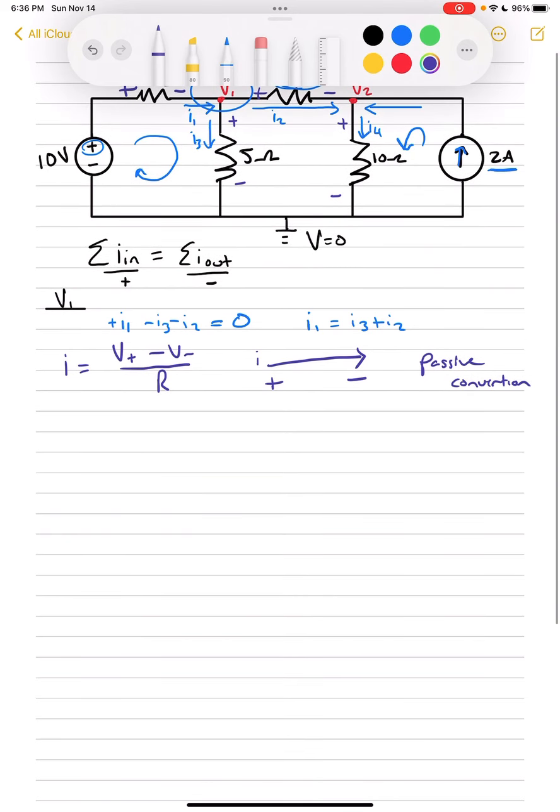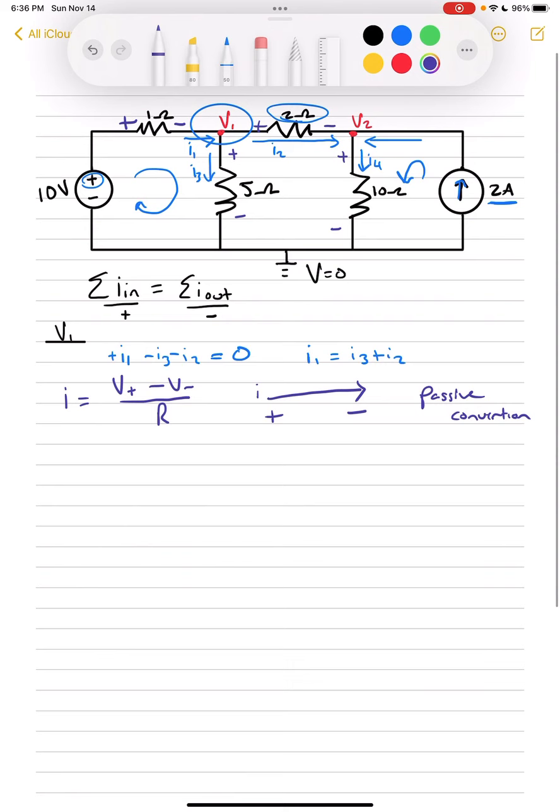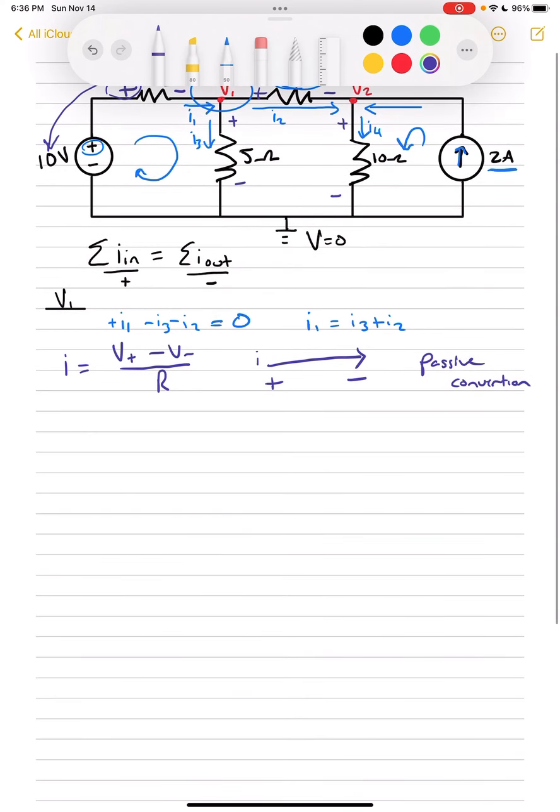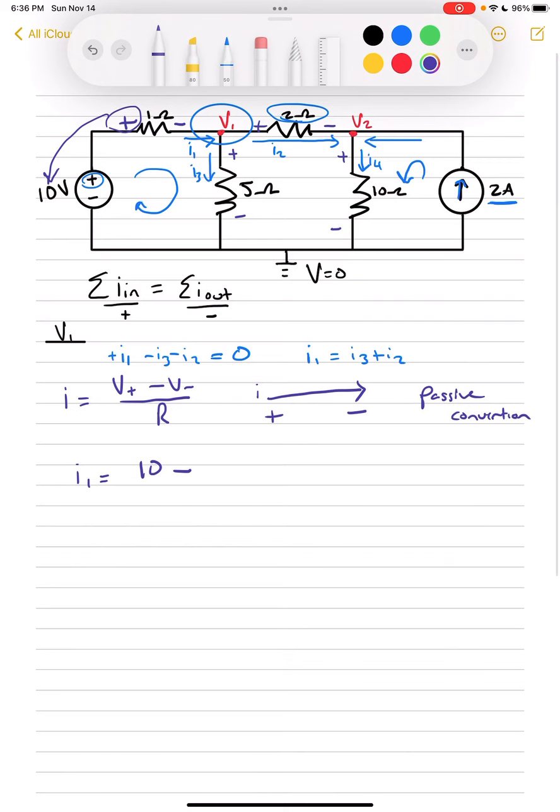Okay. Now let's look at I1. For I1, we can see that the positive voltage is going to be this 10 volts because that's connected to the positive side of that resistor. So let's see, I1 is equal to 10 volts minus the V at the negative terminal, which is going to be V1 right here. So let's do V1, and then it's going to be over the resistance of this resistor, which is right here. And we're going to call that, obviously, 1 ohm.